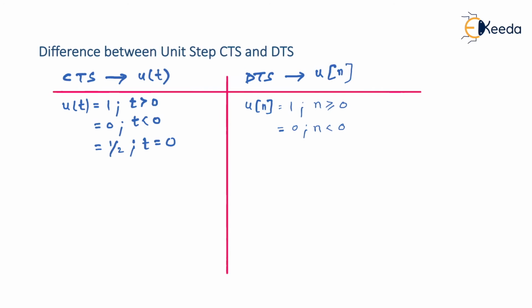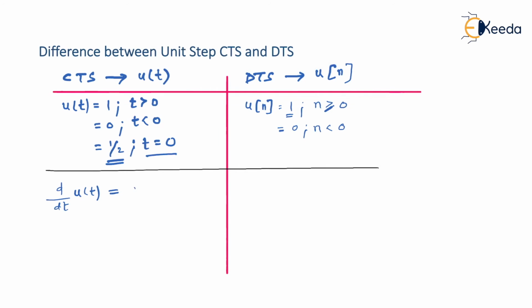So the first difference is that at t equal to 0, the magnitude is not 1, it is half. But here, even at n equal to 0, the magnitude is still 1. So this is the first difference between the continuous time and discrete time unit step signals. Secondly, we have also studied that if I take the derivative of u of t, it is always del of t. I'm sure you remember this. The derivative of u of t gives you del of t.